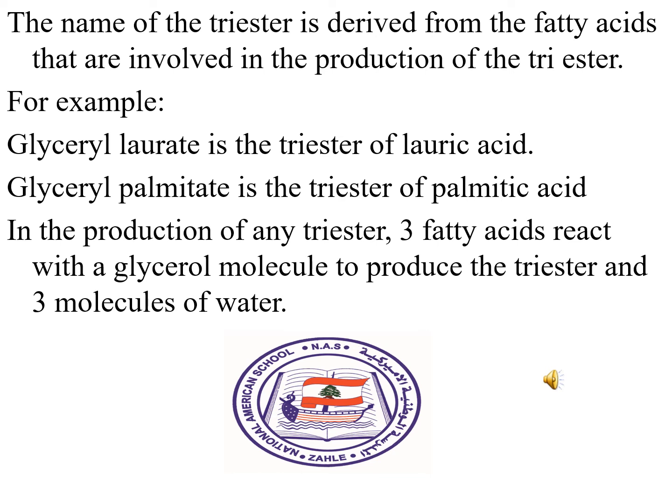Now, another example. Let's just consider that we have 3 molecules of palmitic acid reacting with 1 molecule of glycerol to produce the triester. So let's look at the name of this triester. We start with glyceryl palmitate. Again, take the -ic out of the palmitic acid word. Instead of the -ic, put -ate. Therefore, glyceryl palmitate is the name of the triester produced from the palmitic acid.